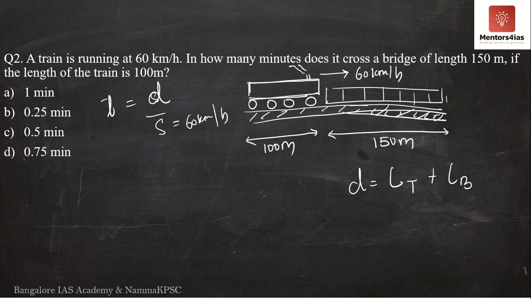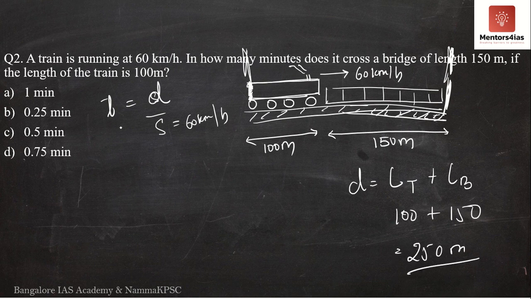Meaning what? Here this is the rear end of the train. How much time does it take for the rear end of the train to reach here, all the way from here? So this is our point of origin, this is the point of destination. Meaning it is covering what distance? It is covering the distance of nothing but the length of the train plus the length of the bridge, which is 100 meters plus 150 meters. This is equal to 250 meters. Therefore, distance is 250 meters.